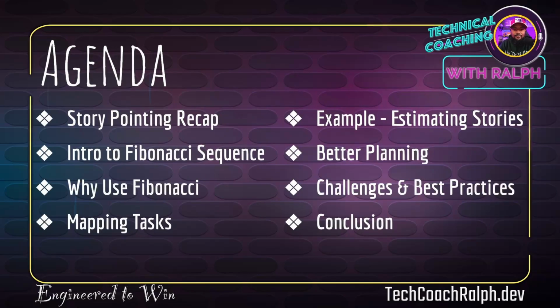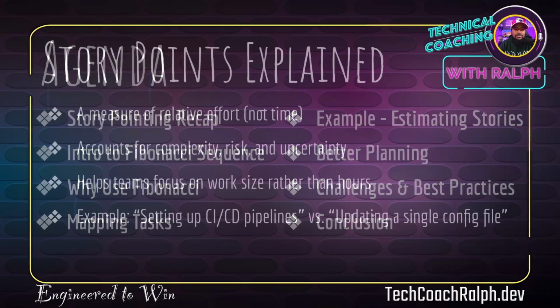So our agenda for today, we're going to do a quick recap of our software experience from last week, story pointing recap, and then we're going to get into the intro to the Fibonacci sequence, why use the Fibonacci sequence, mapping tasks to Fibonacci. We're going to do an example of estimating stories. We're going to talk about how Fibonacci helps with better planning, some challenges and best practices when using the Fibonacci sequence, and then we're going to wrap it up with our conclusion. All right, let's jump into it.